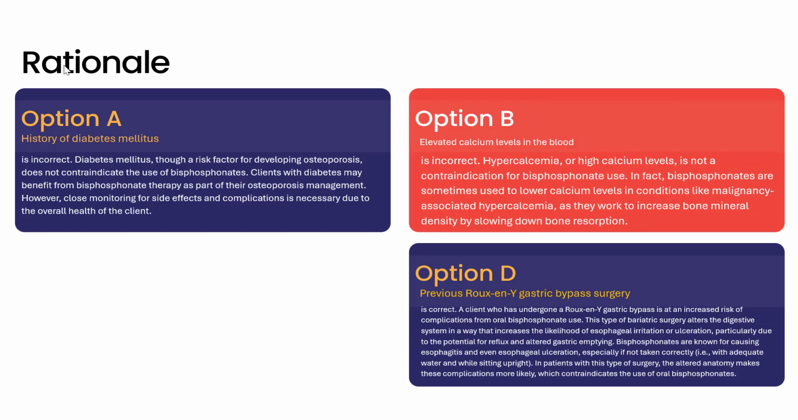B is incorrect. Hypercalcemia, or high calcium levels, is not a contraindication for bisphosphonate use. In fact, bisphosphonates are sometimes used to lower calcium levels in conditions like malignancy-associated hypercalcemia, as they work to increase bone mineral density by slowing down bone resorption.